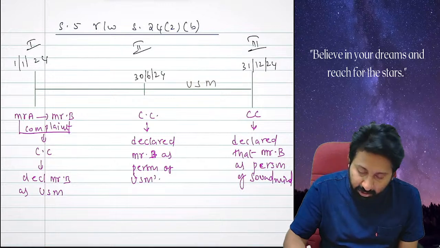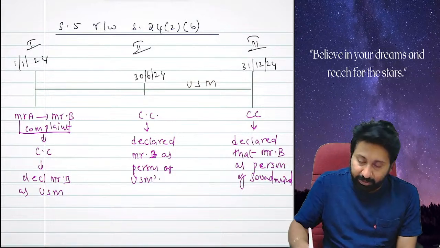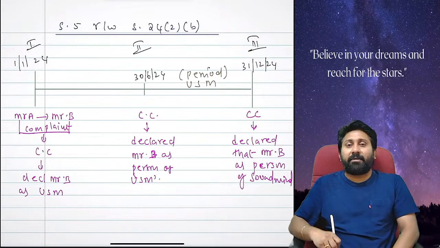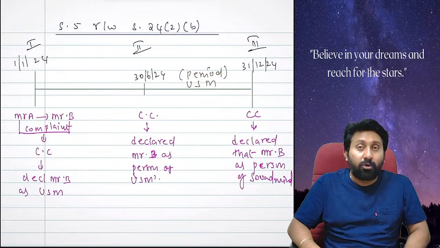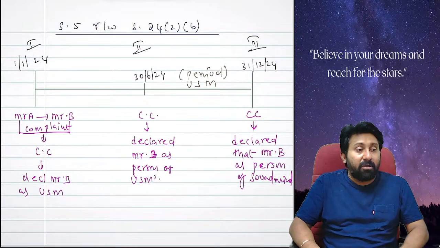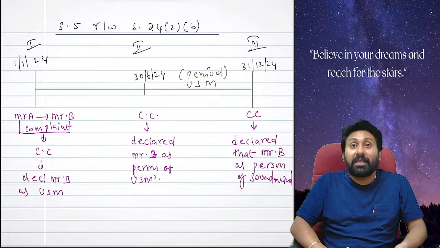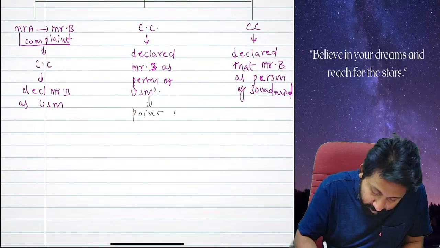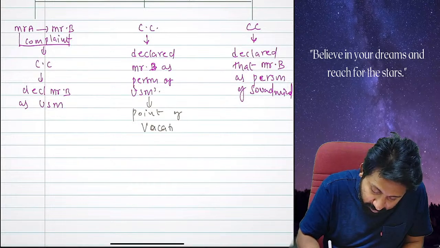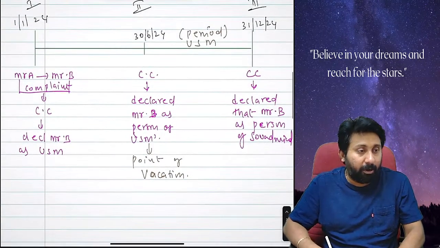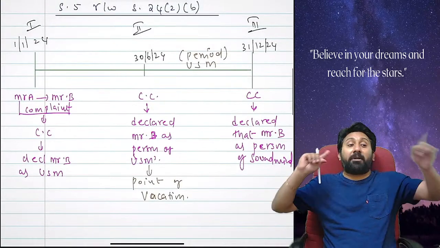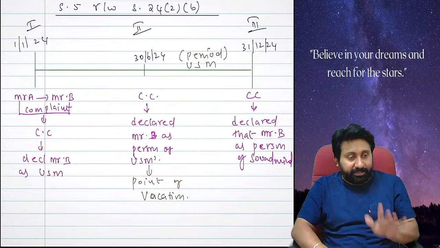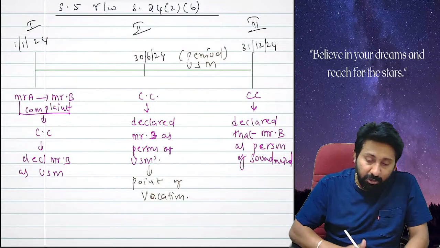Are you understanding or not? So he is a person of unsound mind. This will be for a period of time. You have vacated your office on 3/6/2024. This is the point of vacation. Period will be from day to day. Vacation is for a point of time, or point of vacation time, anything you can call. Am I clear? So the question starts now.